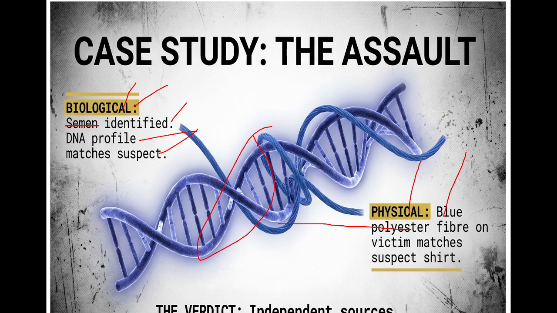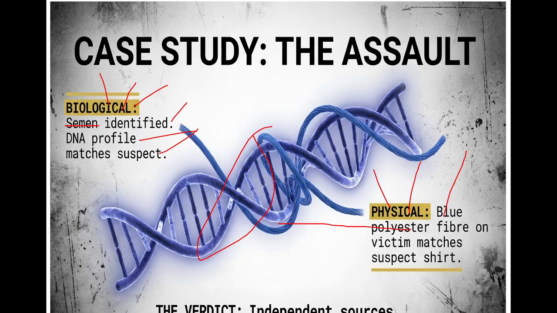It's blue, it's polyester. Now you have a victim. That is on the victim, and you have a suspect. That suspect wears the exact shirt. That shirt is polyester and it is blue. So that is real. Like I said, it is not definite, okay, but it narrows it down. With the physical evidence and the biological evidence, there's no way out for this suspect. This suspect will go down.